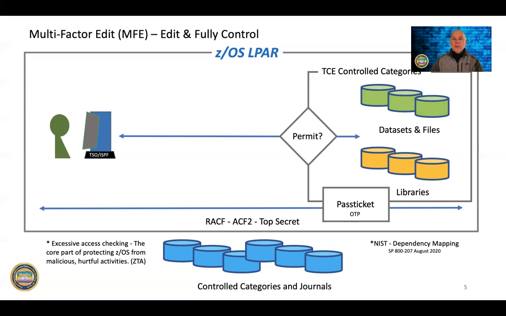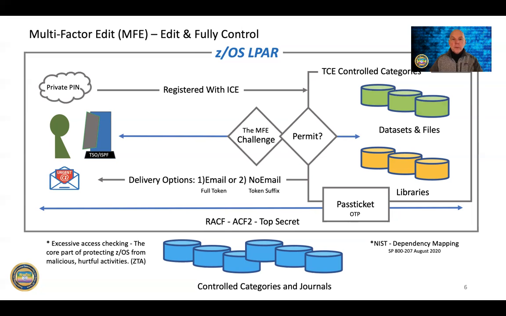Now, MFE functions with the external security managers by asking them to generate a pass ticket token, a one-time use token that it can use to help the user to respond to a challenge that they're going to meet when they attempt to reach one of these controlled categories. And here's how that works.